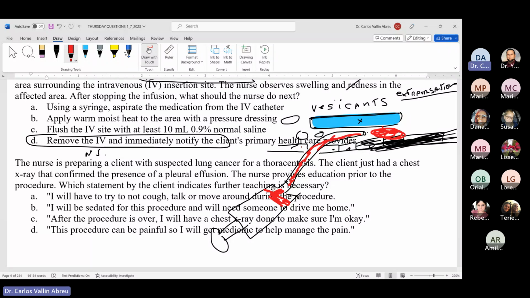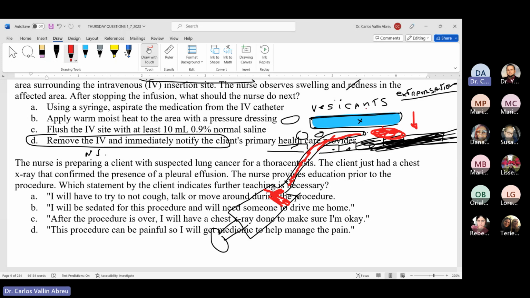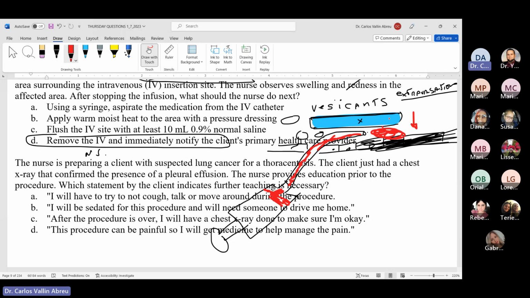What are you doing? You are minimizing the extravasation. You are decreasing the amount of aggressive liquids that are going to be harming the tissues, and this is the recommendation. So the answer to this question is A. Use a syringe, aspirate the medication from the IV catheter.